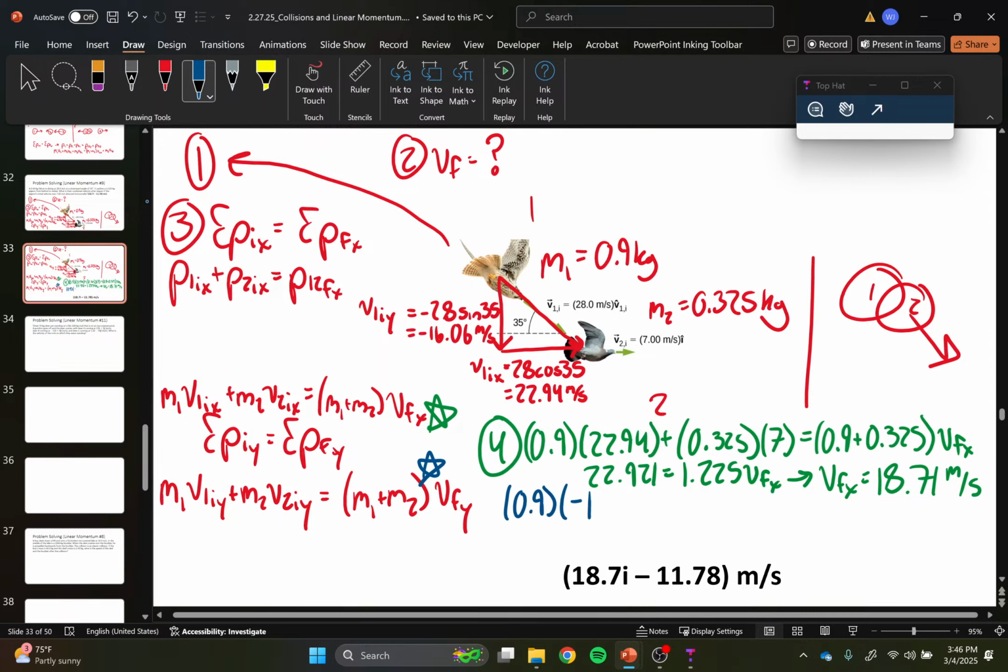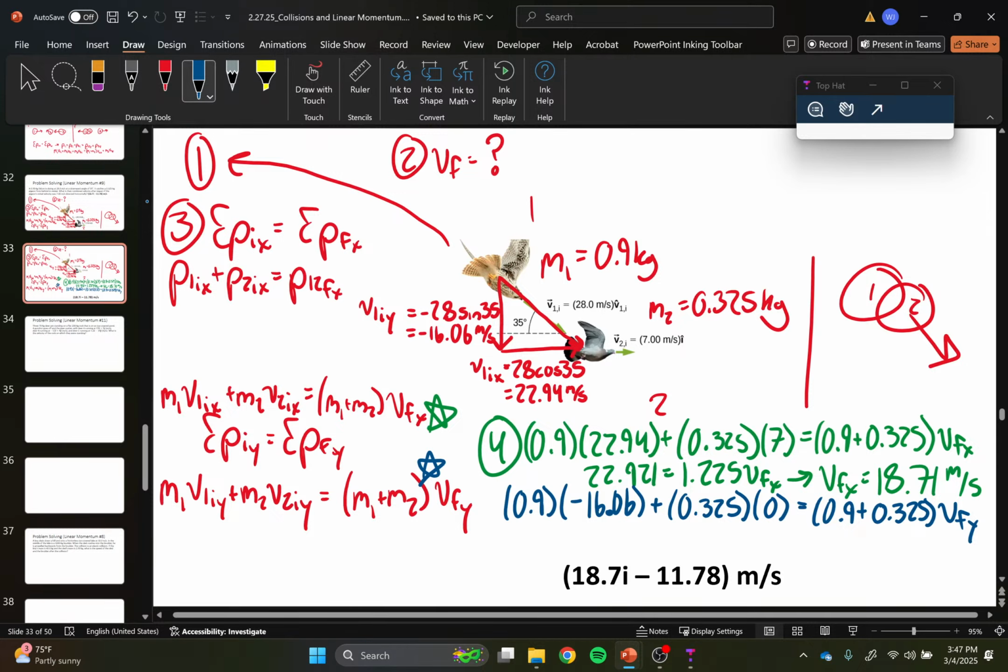0.9 times negative 16.06. Again, if you don't put the negative, you will get a completely wrong answer. Times 0.325. What's the pigeon's velocity in the beginning? Is the pigeon moving up or down at all? Nope, it's got zero velocity in the y direction. We wrote out the whole thing just to see how to do that, but it doesn't have any in that direction. And then the right side's the same. So it's just like the problem we just did. The only difference is you got to do it twice. Just like 2D kinematics is just like 1D kinematics, you just got to do it twice. And you got to realize where accelerations go and make the adjustment.